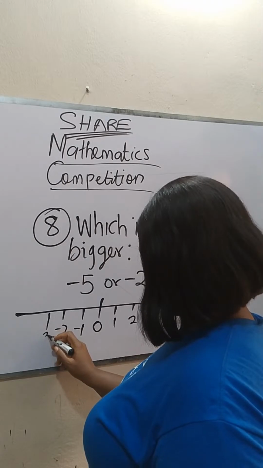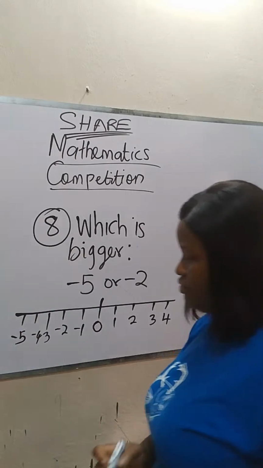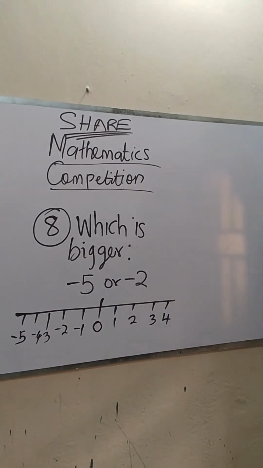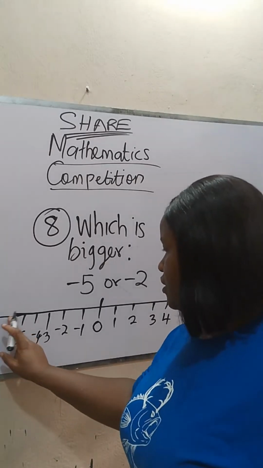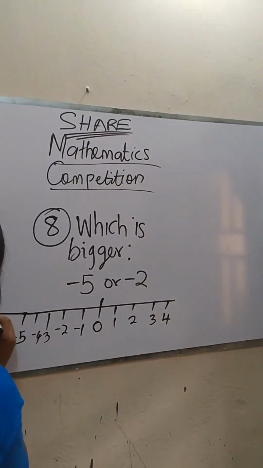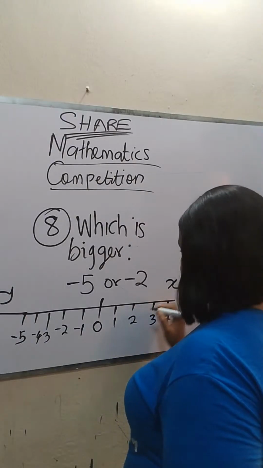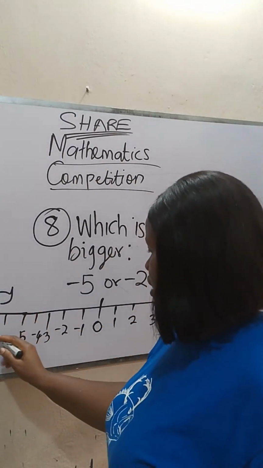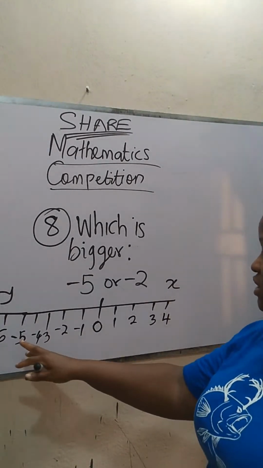Here is -3. Here is -4. Here is -5. All right. So looking at that number line, when you're counting, if you keep going down, let's call this the y-axis and call this the x-axis. Now if you keep going, you have -6. All right.